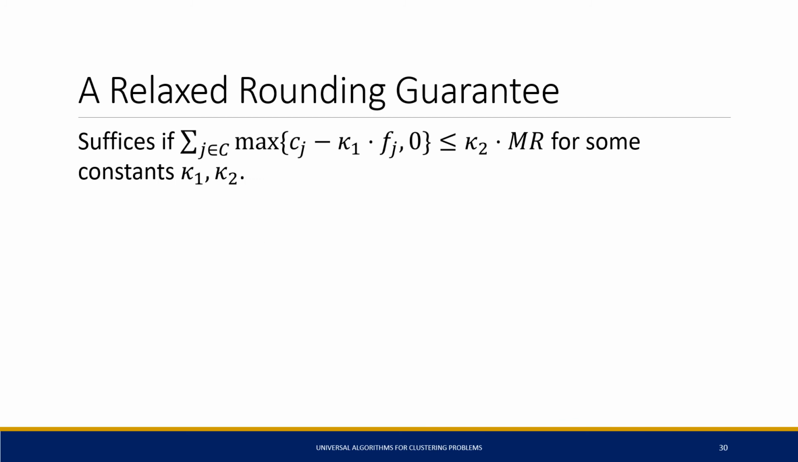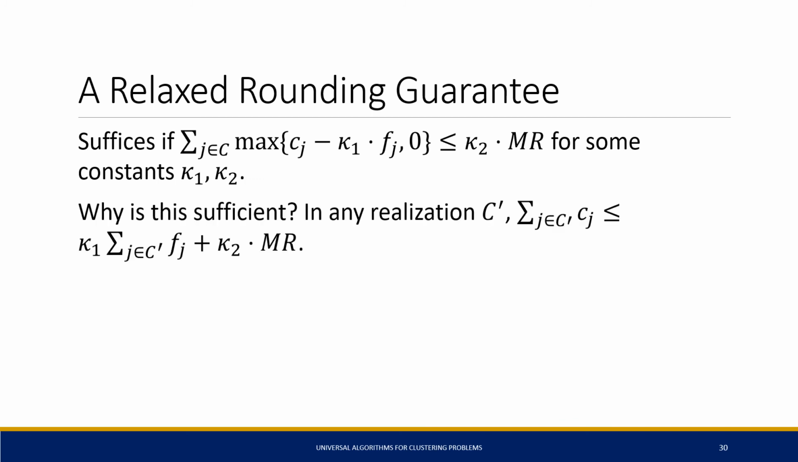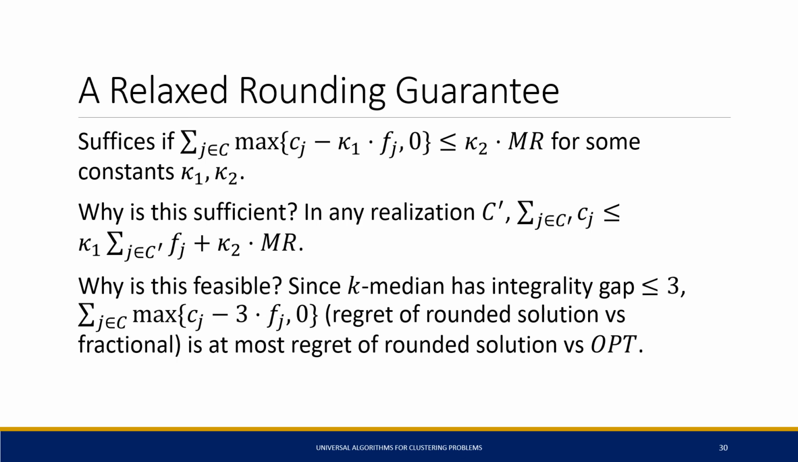And why is this sufficient? Well, if we massage the above inequality, we can get that for any realization C prime, the cost of the rounded solution in that C prime is at most some constant times the cost of the fractional solution plus some constant times the minimum regret. And so if the fractional solution is an alpha beta approximation, then the rounded solution is also going to be an alpha beta approximation for some larger values of alpha and beta.